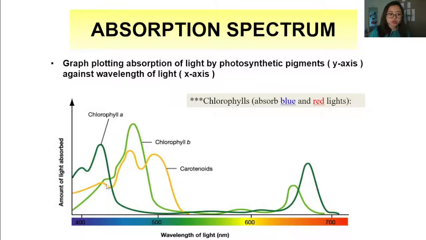Whereas for carotenoids, they can absorb purple lights, but at different wavelengths. So kamu tengok ada yang wavelength ini dia boleh serap, ada yang wavelength ini dia boleh serap, wavelength ini dia boleh serap, tapi cahaya lain dia akan reflect. So that's why carotenoids mostly appear as orange, yellow, or gray.